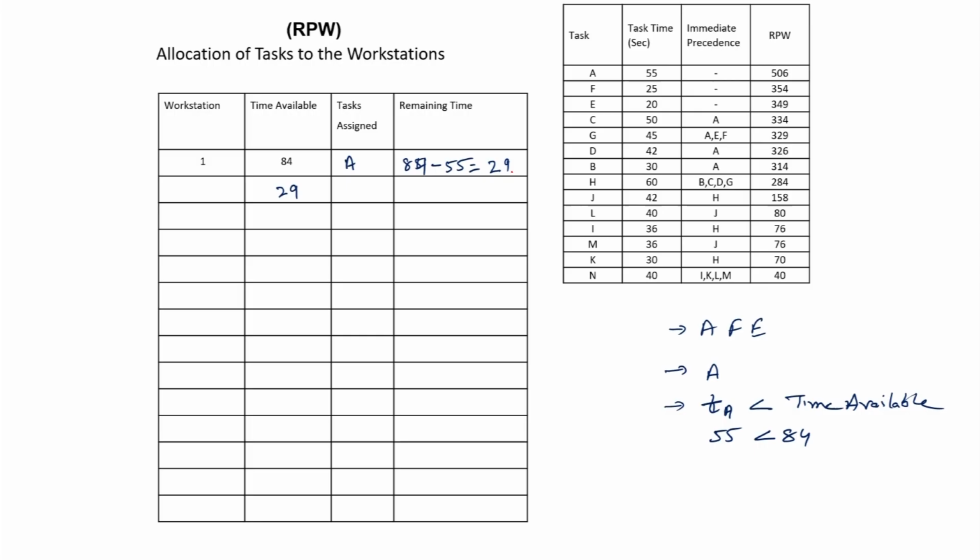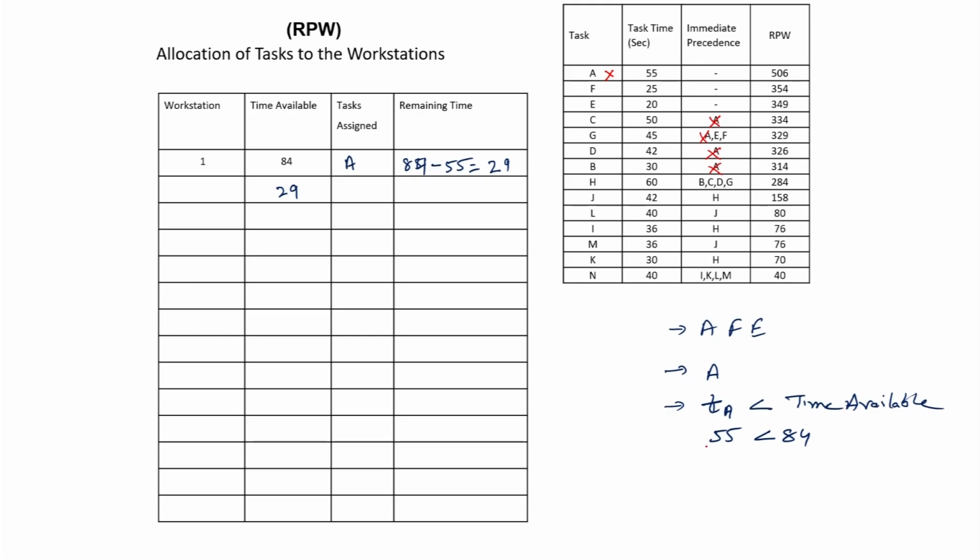So, 29 seconds is available now with workstation number 1. Now, A is allocated, so I will delete it from this list. I will also delete it from the predecessor diagram wherever A is appearing, because now A is no longer a constraint. Now, which are the elements which are feasible?